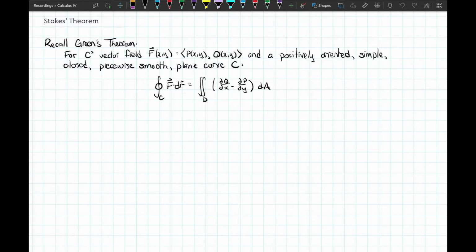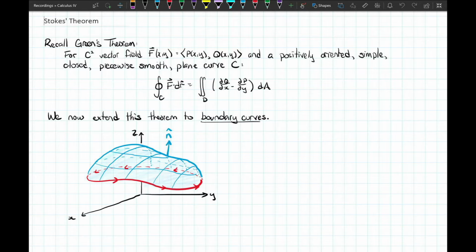Well, now we're going to extend that. We're going to pretty well have the same kind of restrictions on our vector field and curve, with the exception that we're going to be looking at a space curve instead, where we don't have to stay in just a single plane. In the third dimension, we're going to be extending this to a curve that forms the boundary of some kind of surface. So we call it a boundary curve.